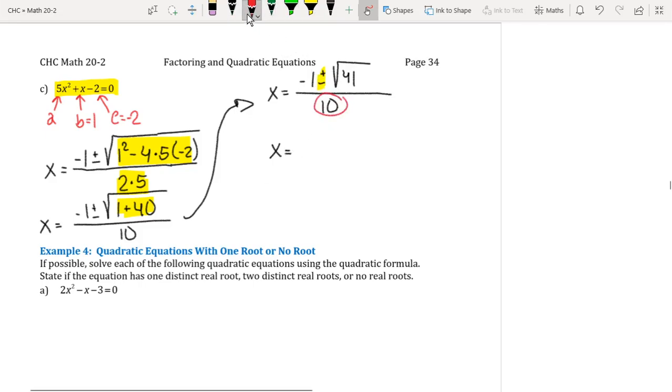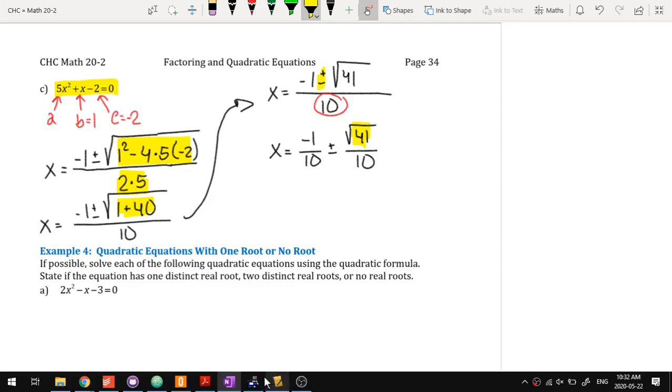Both fractions have the same denominator, and in one of them they're being added, in the other one they're being subtracted. So it's going to be -1 over 10 plus minus square root of 41 over 10. And now the next step would be to take the square root of 41, except that 41 is not a perfect square, which means that if you take the square root of 41, you're going to get an irrational number.